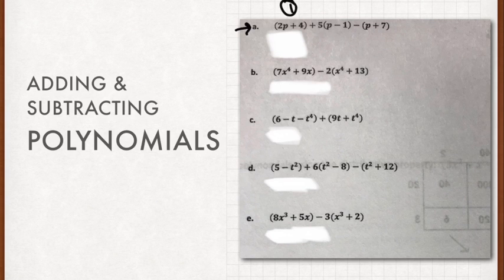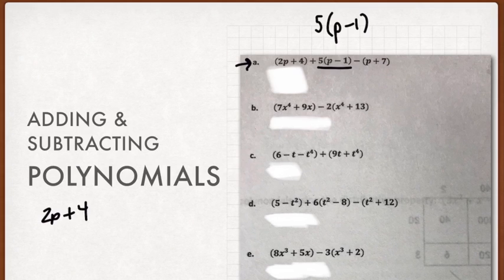We have three terms. 2p plus 4, even though it's grouped within parentheses, we can go ahead and take the parentheses out. Our second term here, we have 5 times p minus 1. I want to go ahead and simplify this by using my distributive property. So I'm going to multiply 5 times p and multiply 5 times negative 1. So I have 5p minus 5. I'm going to add that to what I have working, the 2p plus 4.